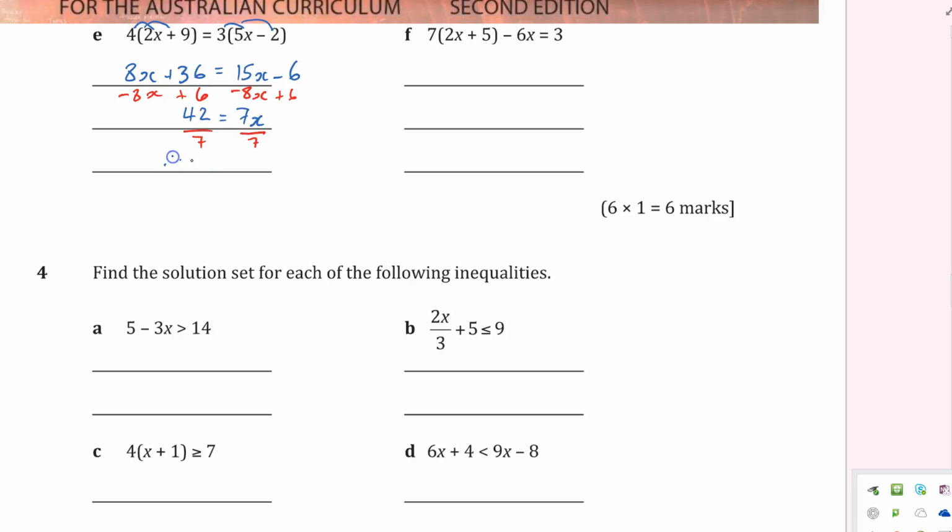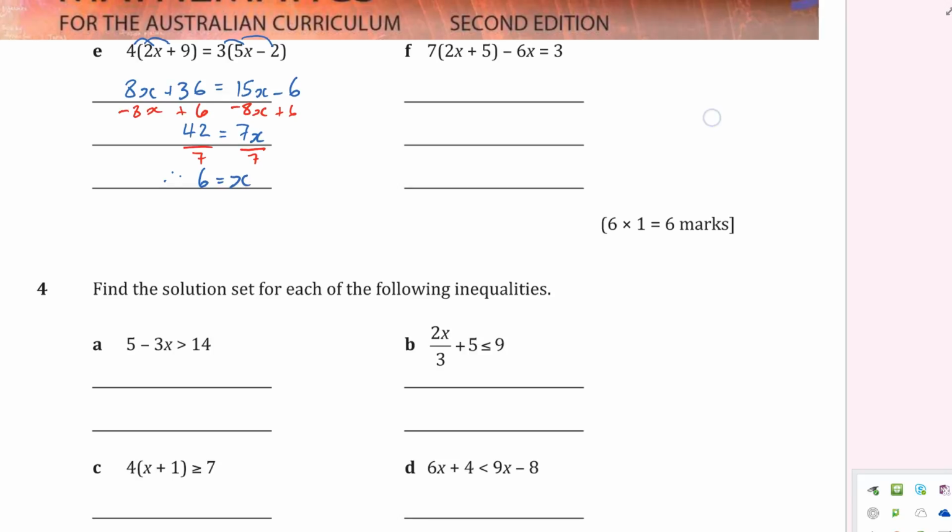Therefore, we've got 6 is equal to x. You can write x equals 6 or the other way around. Happy with either. Part F, same thing. I've got a bracket to expand. Let's do that first. So this is equivalent to 14x plus 35 minus 6x equals 3. So all I did was expand 7 by 2x, 14x, 7 by 5, 35.